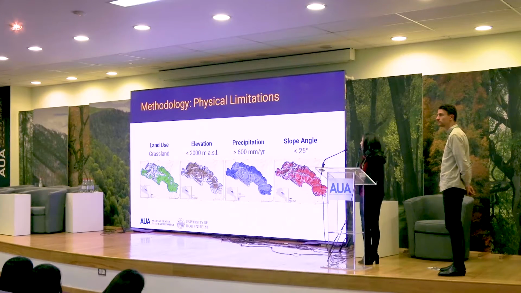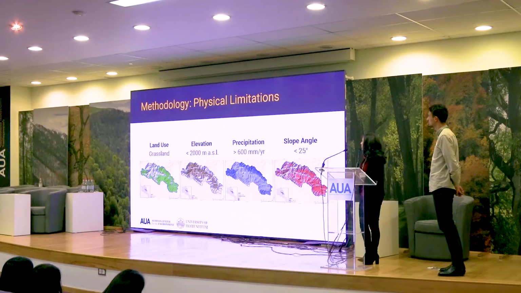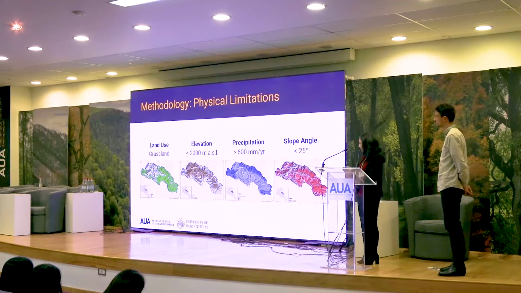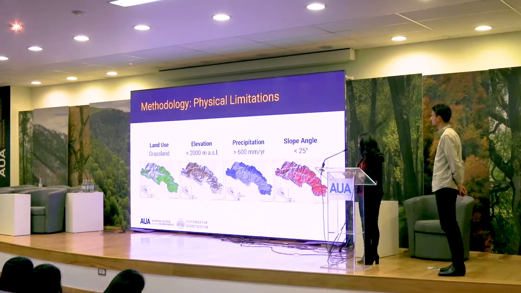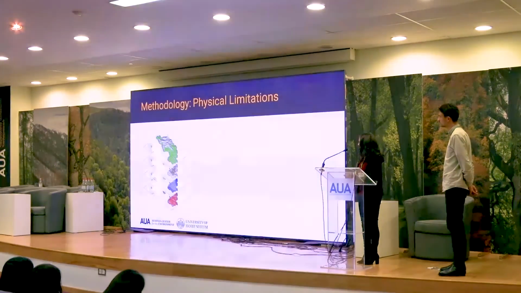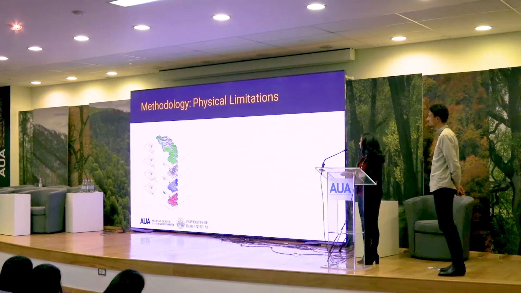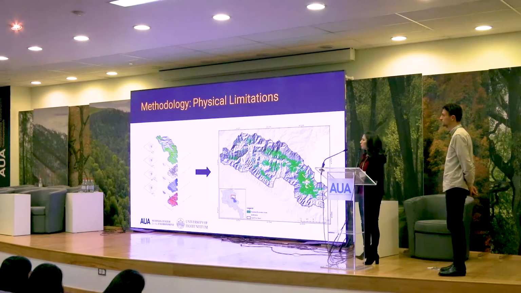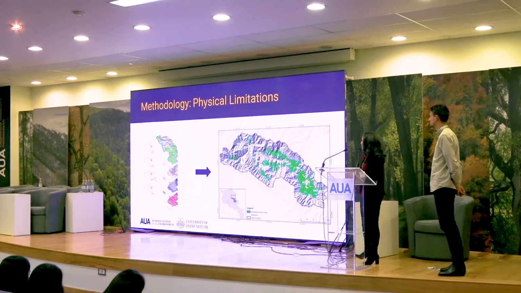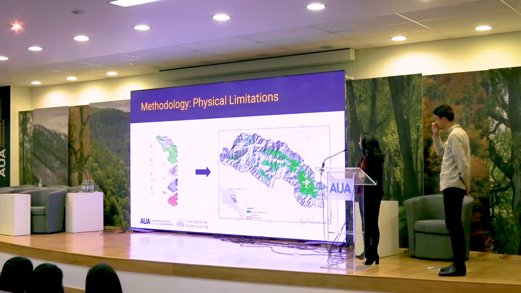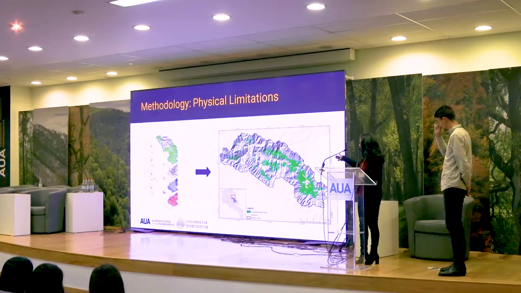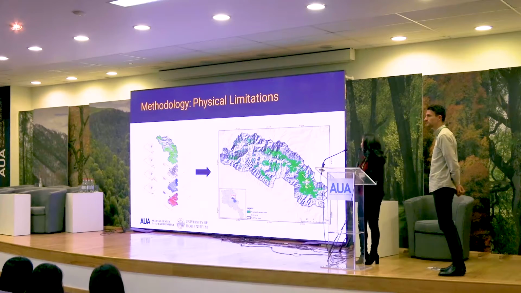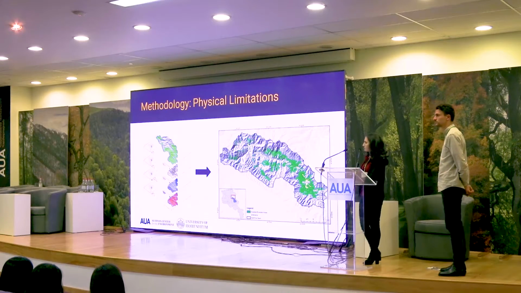So those four criteria are the main physical limitations that we use in GIS, and the output of this study is a map. So you can see we put them together using GIS, and this is the output map that we have as a result of those limitations. These green areas show all of the areas which are potential for afforestation in Getik River Basin.